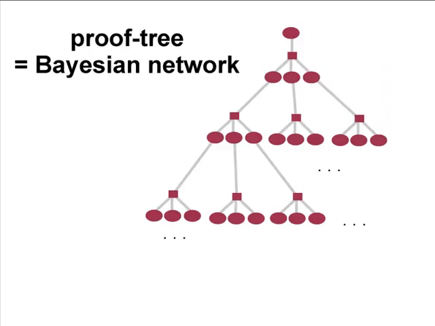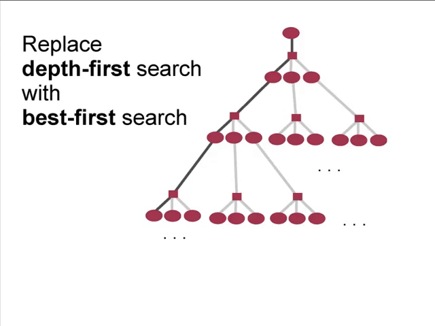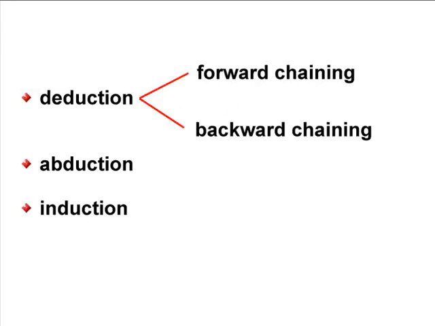One cool thing is that the Prolog proof tree is graphically exactly the same as a Bayesian network. So we can simply propagate probabilistic beliefs along these nodes and links. Also, Prolog only uses depth first search. We can replace it with best first search. So it will search non-deterministically in these areas.